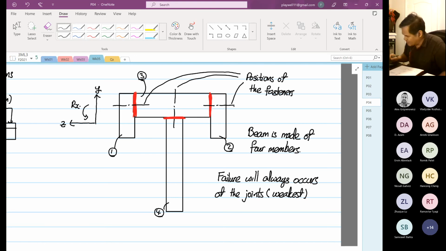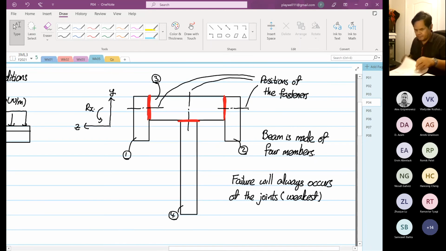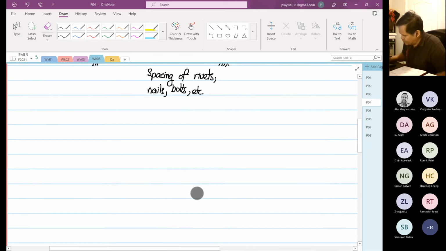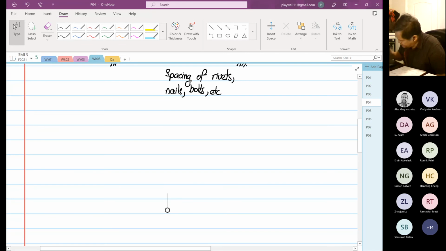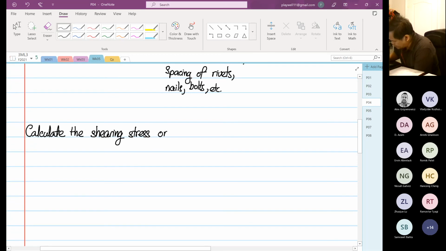So the calculation that we're going to use, I'll let you guys copy first. So the formula that we're going to use, to calculate the shear stress, shearing stress or strength of joints.